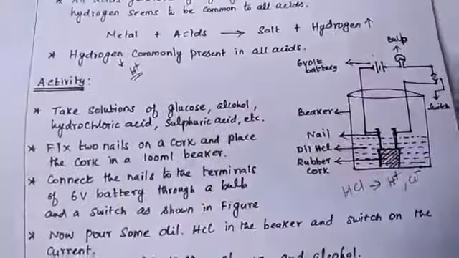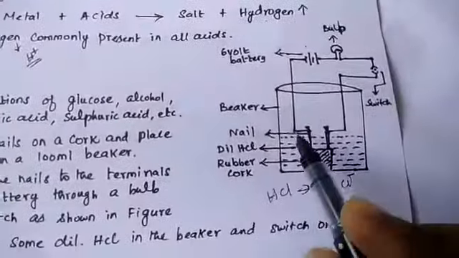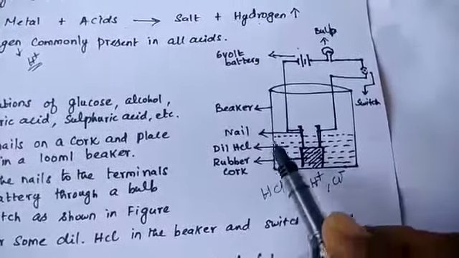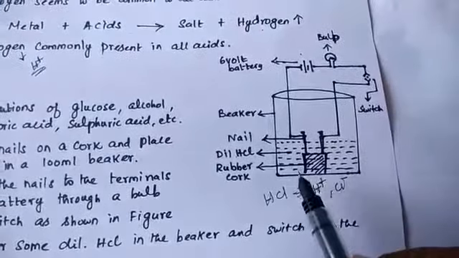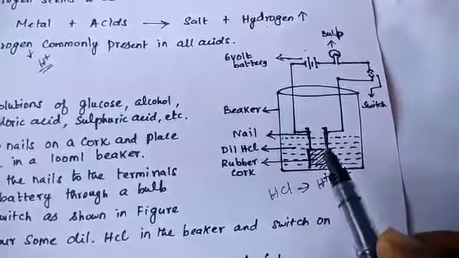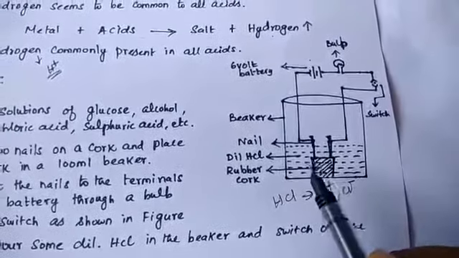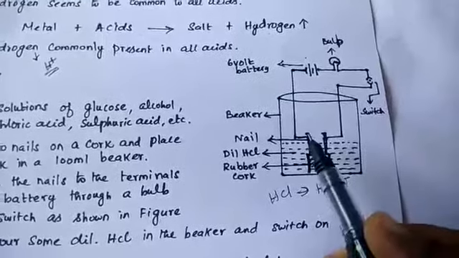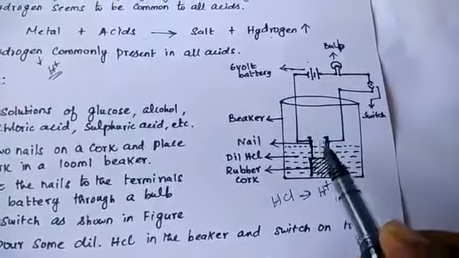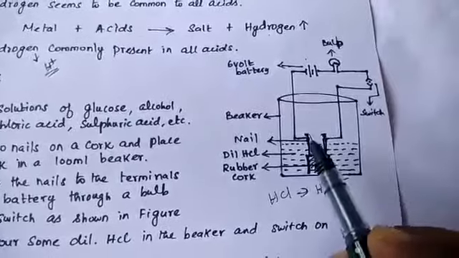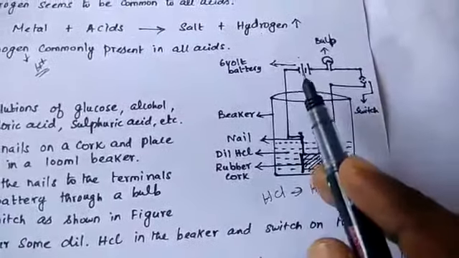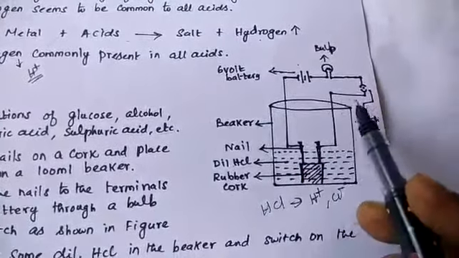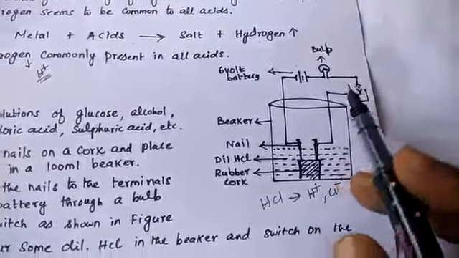Now you see the activity. You take one beaker filled with dilute hydrochloric acid and fit it with a rubber cork. This rubber cork does not conduct current. Two nails are inside the cork. One nail is connected with a 6 volt battery, and another nail is connected with the switch and bulb.